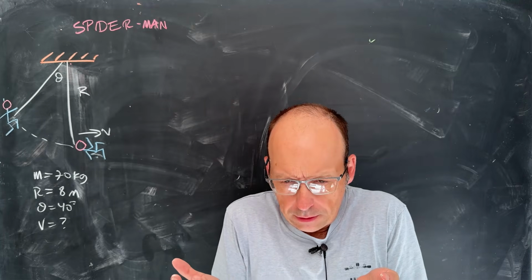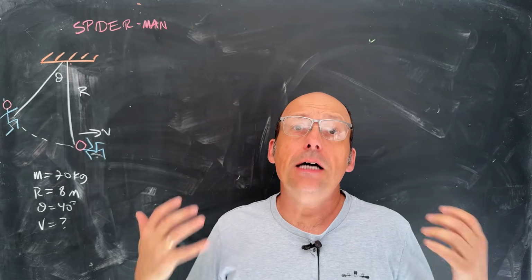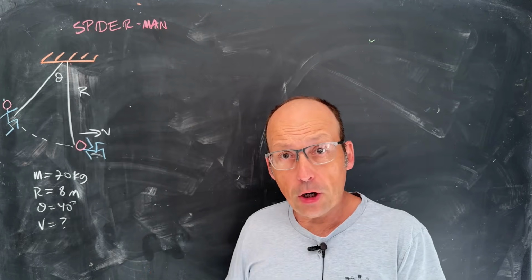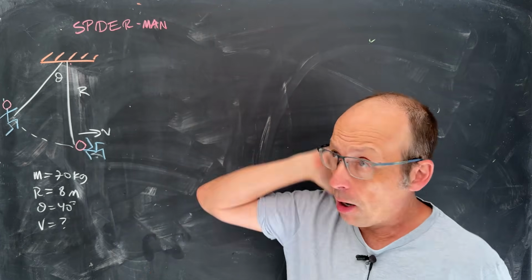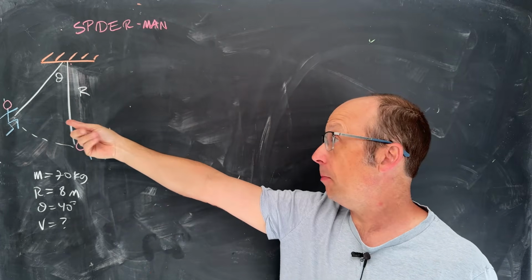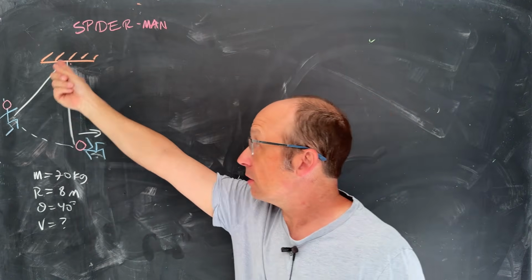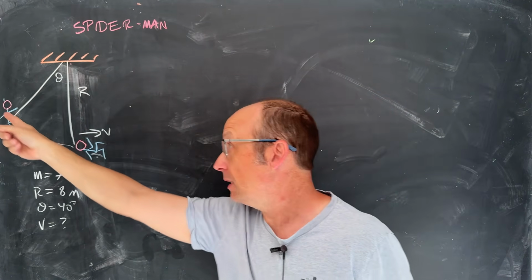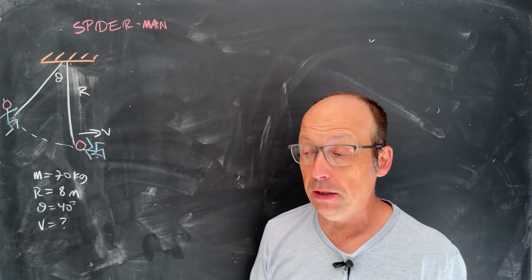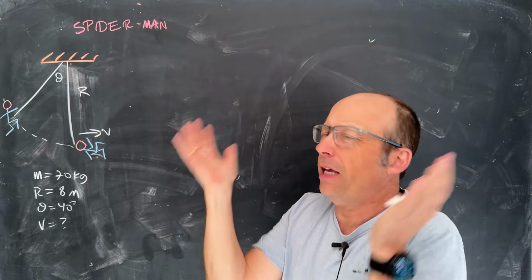Everybody likes Spider-Man. And what I mean by that is I like Spider-Man. So we can use Spider-Man to do a physics problem. Imagine that Spider-Man is swinging on a web, because he does that. And he starts at some angle from rest and swings down like that, and we want to find his final speed. And so I give some net values here.